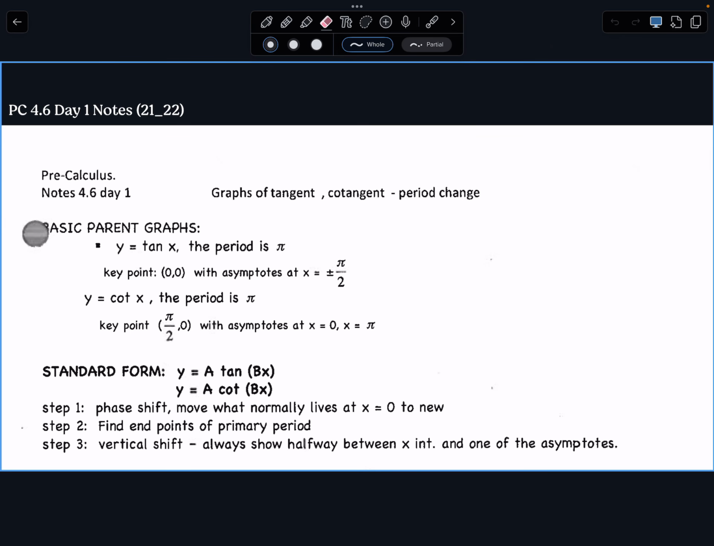All right, so this is pre-calculus lesson 4.6, day 1. And we're looking at tangent and cotangent graphs. A big change is that there is a period change. The period for tangent and cotangent is pi. So for tangent, the period is pi. For cotangent, the period is pi.